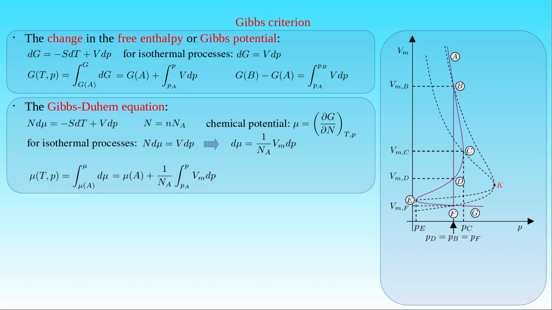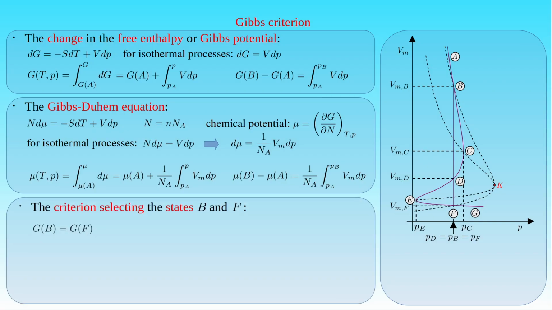Then the change in the chemical potential mu of the system evolving between the two states A and B can simply be written as 1 over the Avogadro's number, times the integral of the molar volume Vm of the system with respect to the pressure P from the pressure PA to the pressure PB. Now we use the equations describing the change in the free enthalpy or the chemical potential of a medium to introduce the Gibbs condition, selecting the boundary states B and F corresponding to the saturated phases of the medium. This condition states that the Gibbs potential G of any substance must be the same in the boundary states B and F of its phase transition.